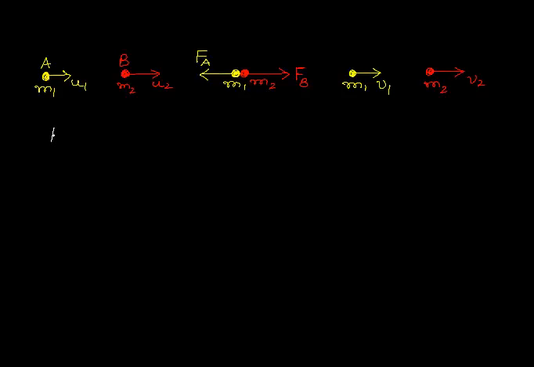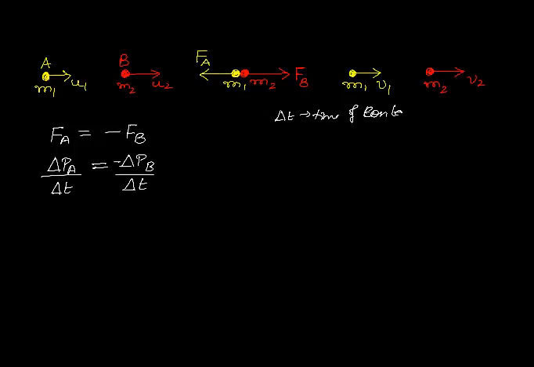The third law states that the force on A must be equal and opposite to the force on B. But I know from the second law that the force on A is the rate of change of momentum of A. So I can just call this the change of momentum of A divided by the time it took, and there will be a minus sign. This is the change of momentum of B divided by the time, and this delta t is the time of contact, the time for which A was in contact with B, and which I can cancel over here.